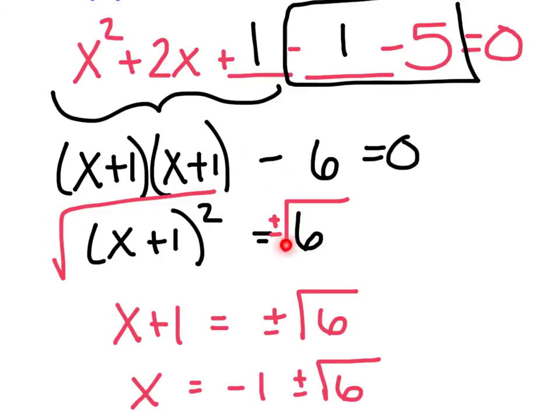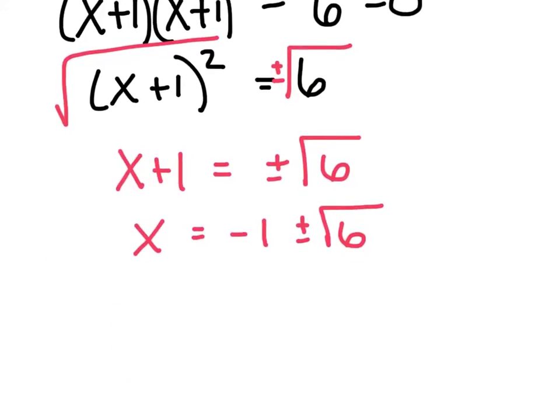Took the square root of both sides, don't forget your plus minus. So I got x plus 1 equals plus or minus radical 6. Could not break radical 6 down, and then I just subtracted my 1 over. So I've got negative 1 plus radical 6 and negative 1 minus radical 6.